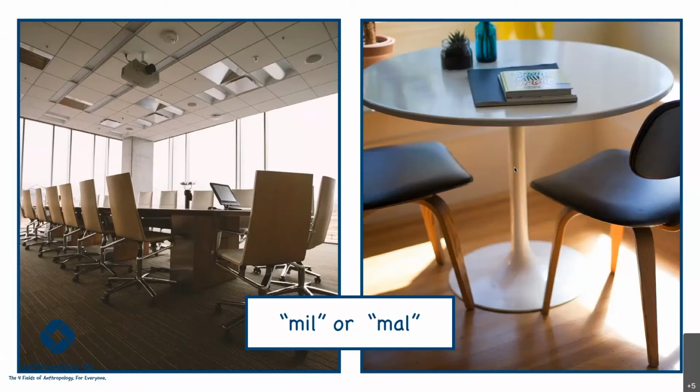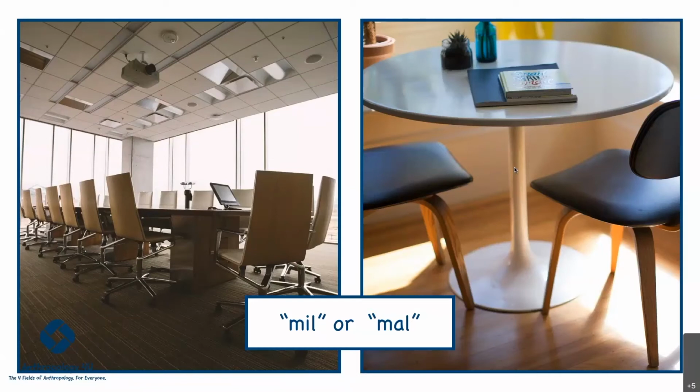Okay, so if you said mall for the big table and mill for the little table, you are like 80% of people in a language study. There is something about the sound mall that English speakers associate with something big, and there is something about the sound mill that is associated with something small. So this is an example of how sounds have meanings, not just words.